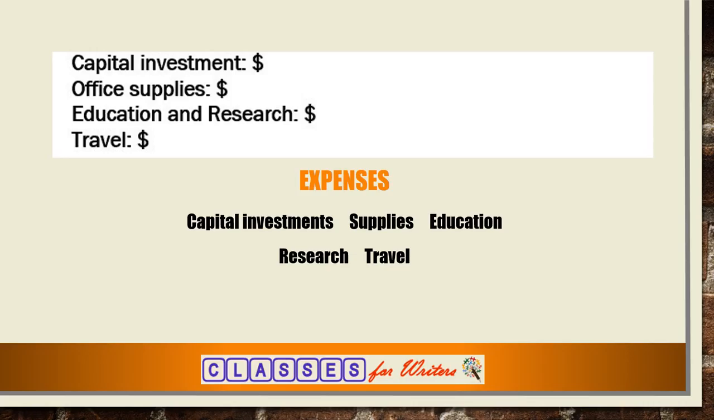Education. Do you plan to take classes pertaining to your writing? Like this one at Classes for Writers. Here's where you enter costs for the courses, plus books or other school-related supplies. Try not to get the student supplies confused with office supplies. Research. This involves using different kinds of resources, including paid-for articles, library fees, not for overdue books, journals, and other research materials.